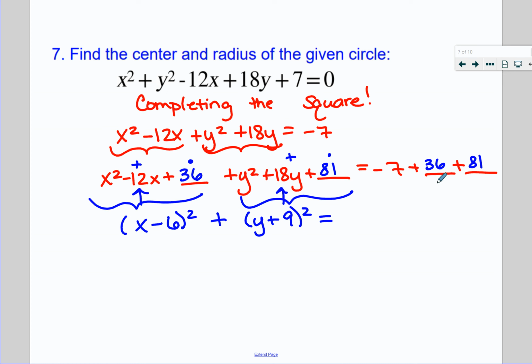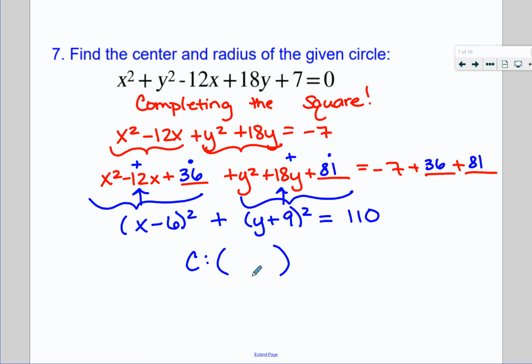on the other side, what am I going to get if I add all those together? 81 and 36 gives me 117 minus 7. 110. There's a circle. Can you tell me the center of this circle?